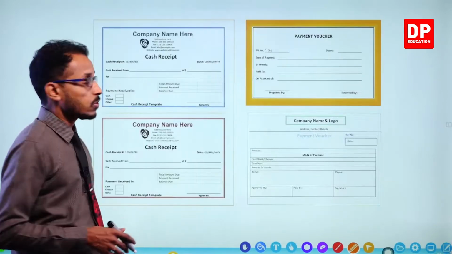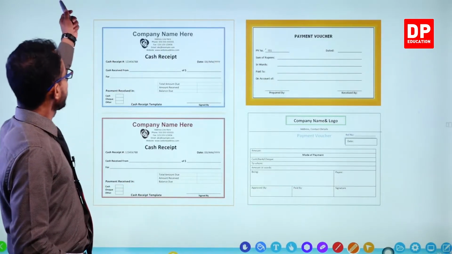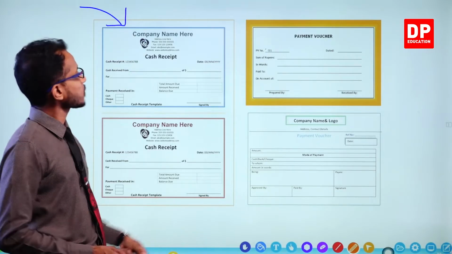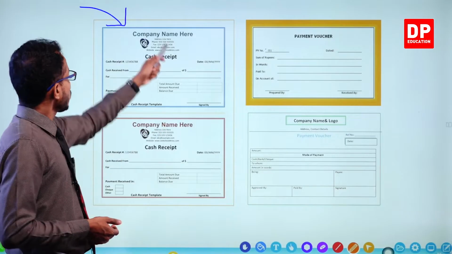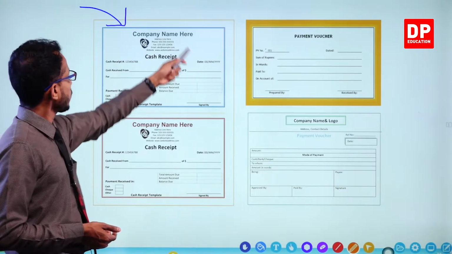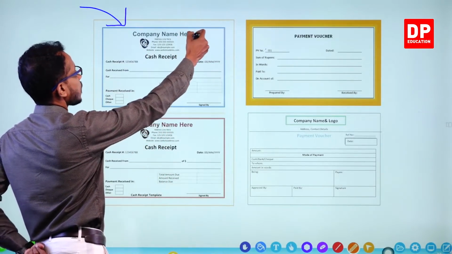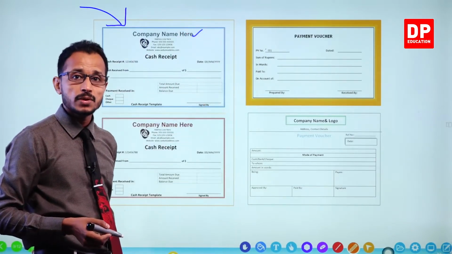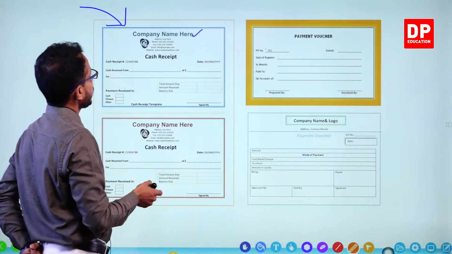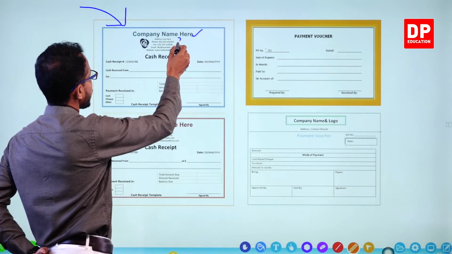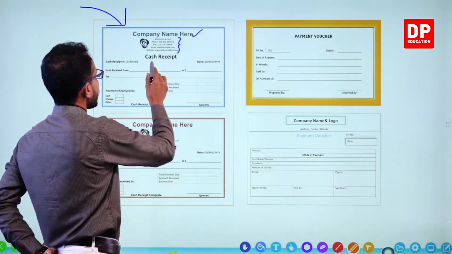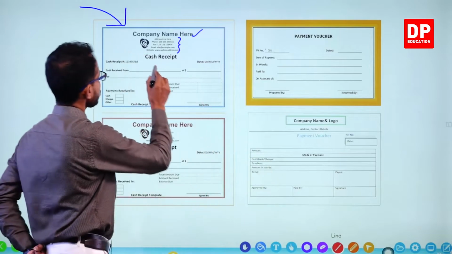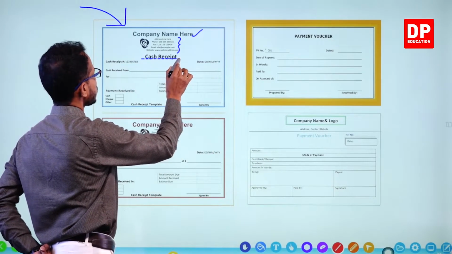So it is a cash memo or a cash receipt. I have more cash receipts right here. Sample cash receipts. See the name of the company. This is a template. This is a sample. Name of the company, the address and the telephone numbers and all the information of the company, and cash receipt is printed here.